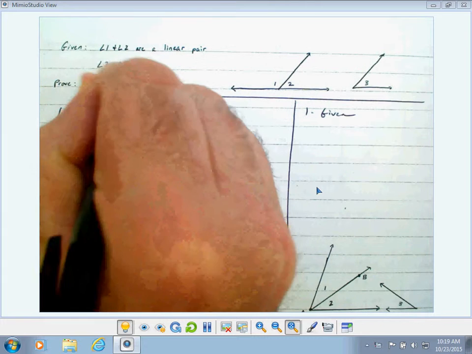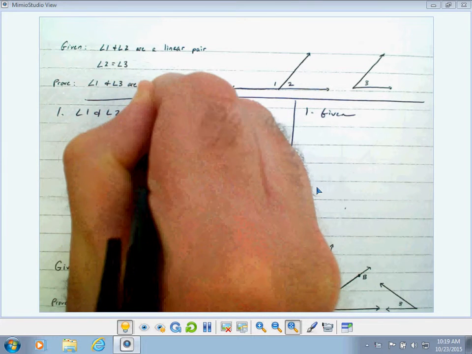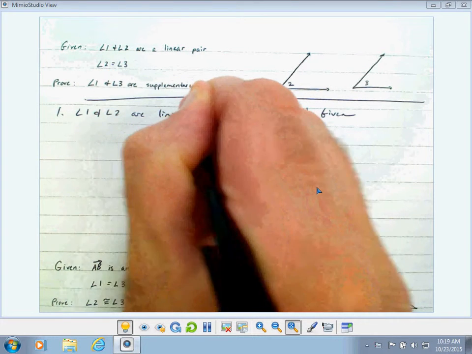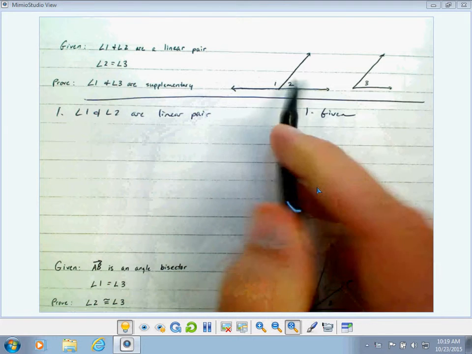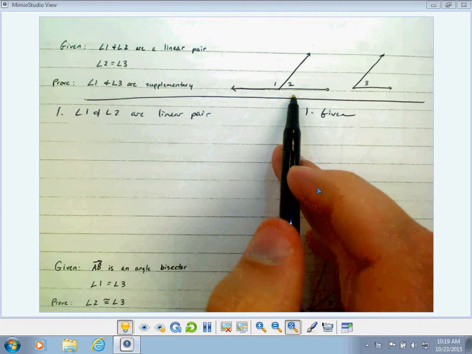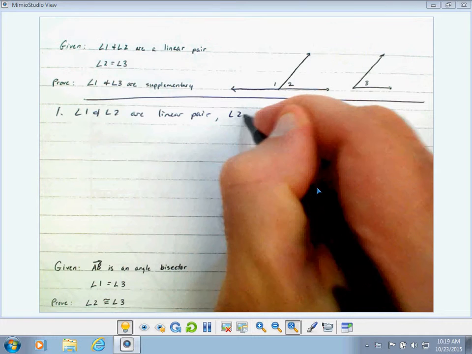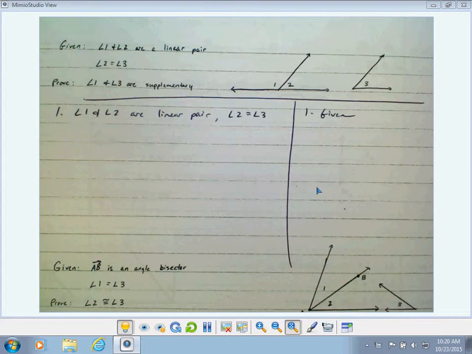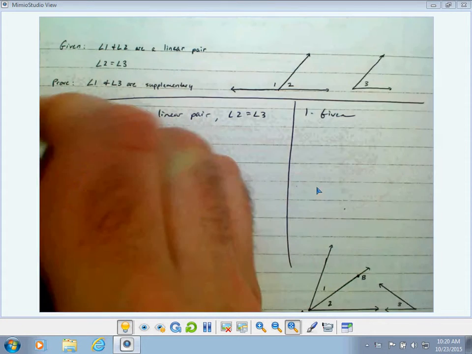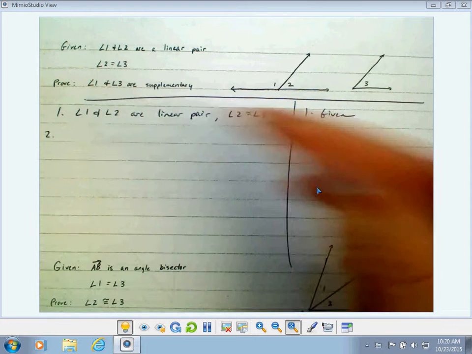This one says angle 1 and angle 2 are a linear pair. You don't even really need to be told that. It's right here, you can see it in the picture. We're also told angle 2 can be replaced with angle 3. Alright, so let's go with number 2 then.